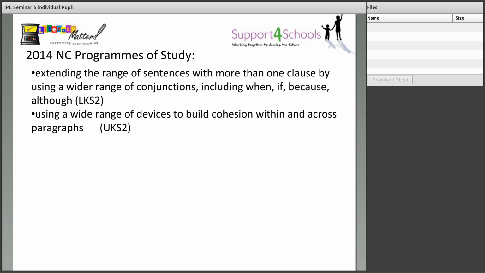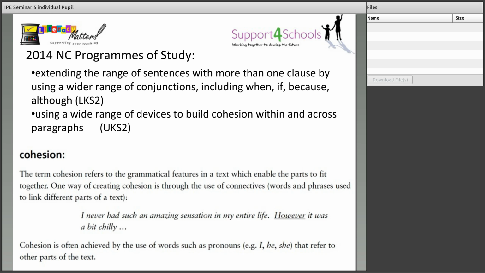And it tells you how to do that by using a wider range of conjunctions, and it gives you some advice. So lower key stage 2: when, if, because, although, and using a wide range of devices to build cohesion within and across paragraphs. Cohesion, what does it mean? So it's about the grammatical features which help the parts fit together in the text.